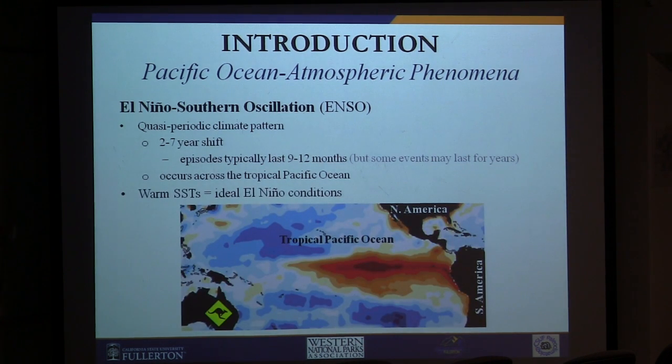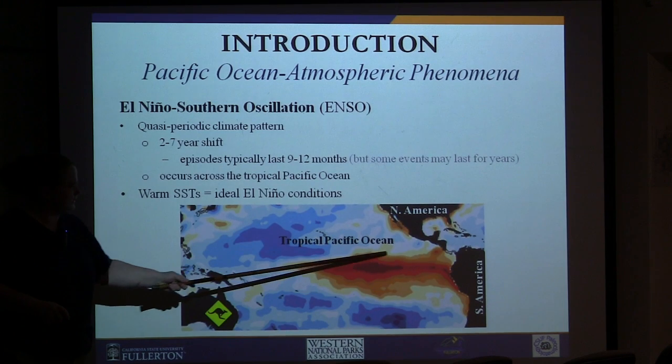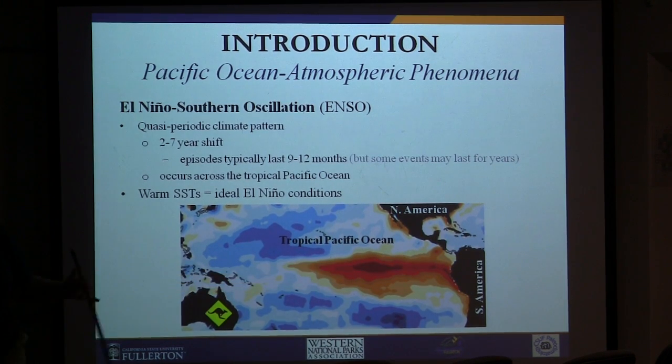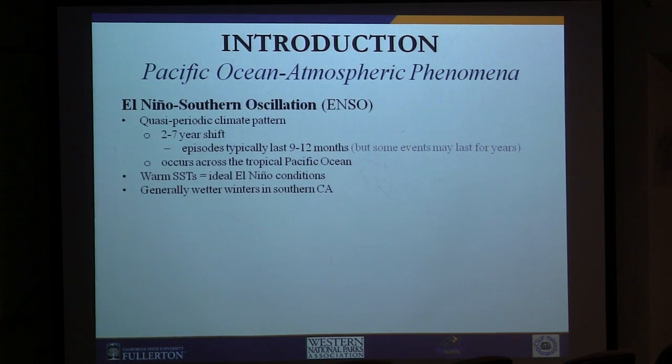And when we get warm sea surface temperatures, which you can see right here in the red, the darker reds are warmer sea surface temperatures in the tropical Pacific Ocean, we end up with ideal El Nino conditions. And this is generally when we get wetter winters in California.